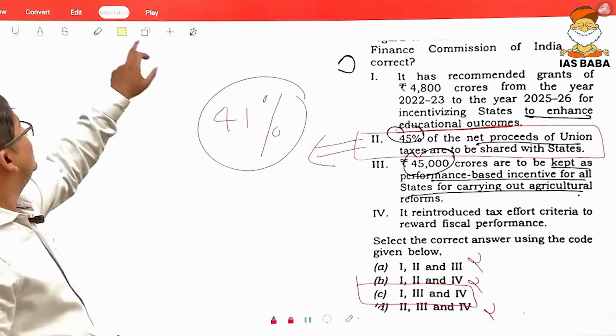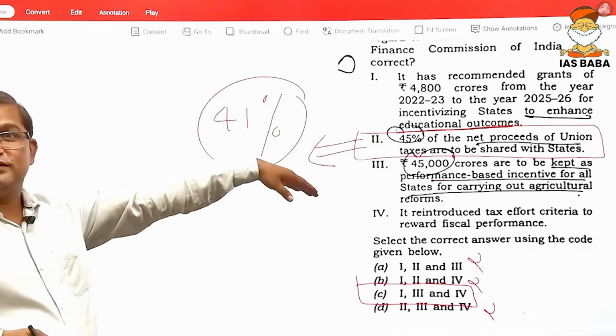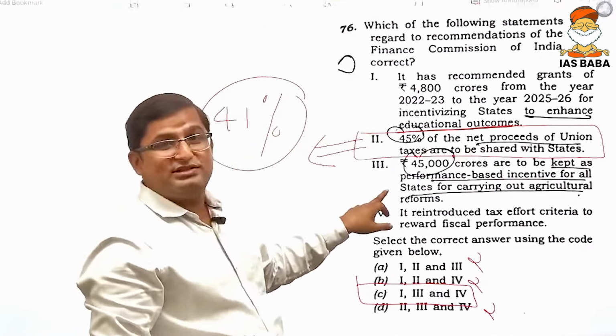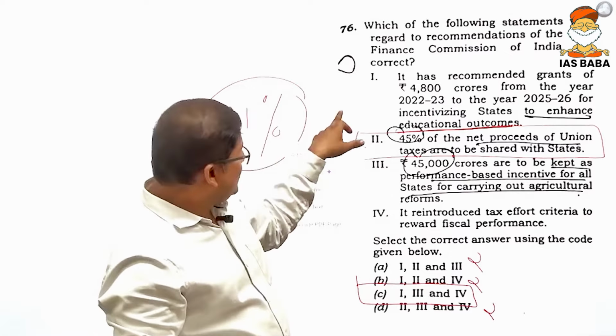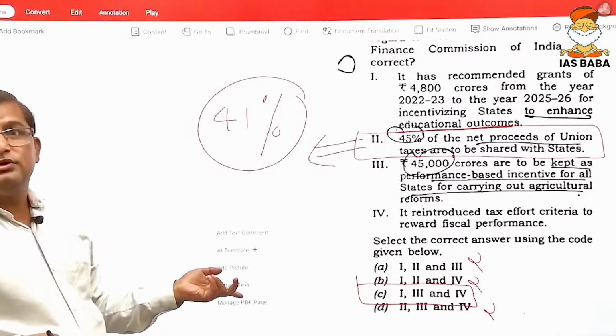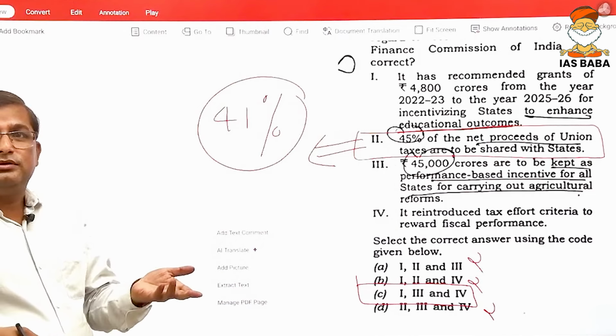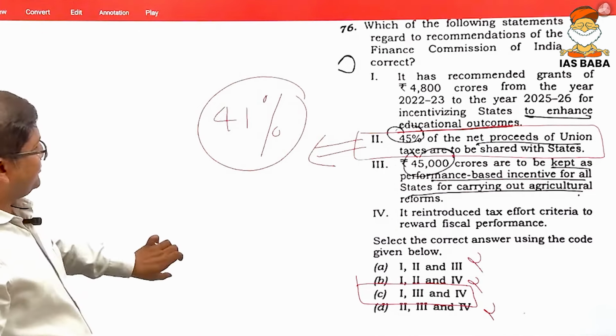This can be solved by using the elimination technique. You are not supposed to learn all these data. Even I am not aware about this data and this data. But I am aware about this data. And by using this, you can easily solve. So UPSC is all about your psychological game. Clear? Now come to the next question.